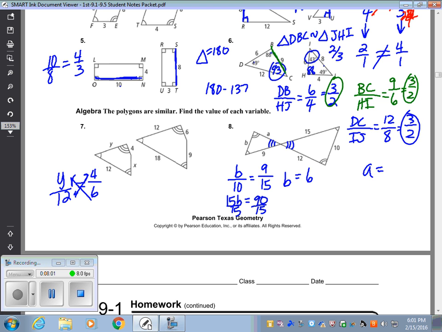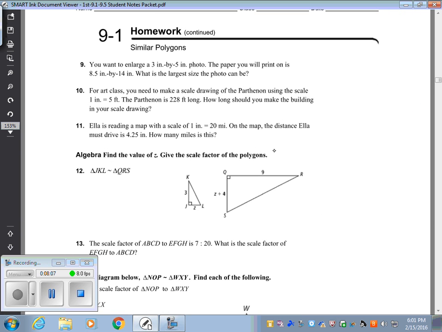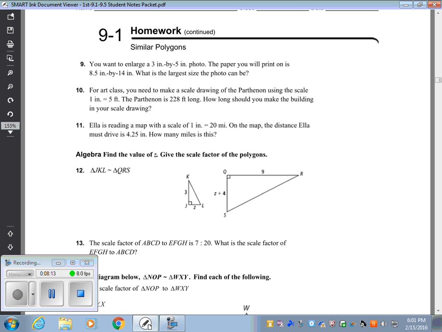So this was part of the homework that you need to complete in that day. And then this was the second page. So let's talk about this page. You're going to have some word problems and some algebraic application. So let's talk about the first one.